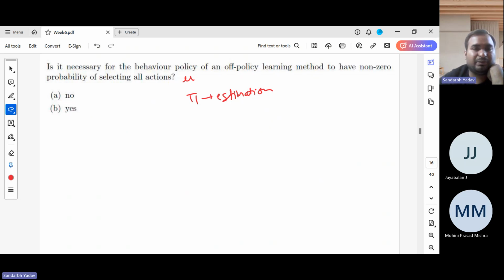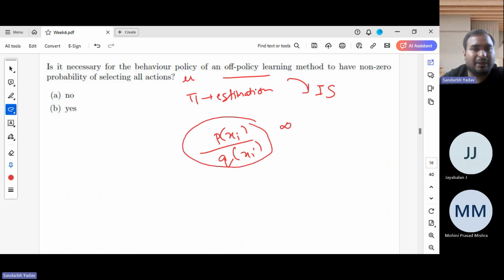Maybe you'll remember it this way. In off policy methods, we will be using what is called importance sampling. In importance sampling, there was this term, P(xi) upon Q(xi). Due to this ratio, we don't want the denominator to be zero, otherwise things will become worse and it might go to infinity. But is it always necessary that this denominator has to be non-zero?